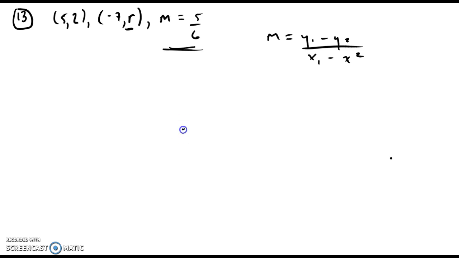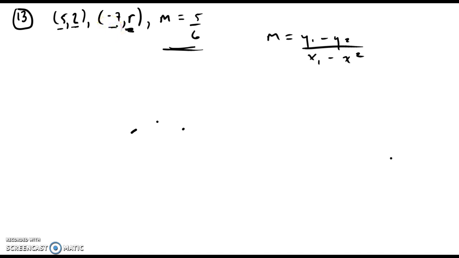Well, you can make either point the subscript of 1, it's fine, as long as you keep the other part the same. In other words, if this is your y1, then this has to be your x1. If this is your y2, then that has to be your x2. So let's go ahead and set this up.